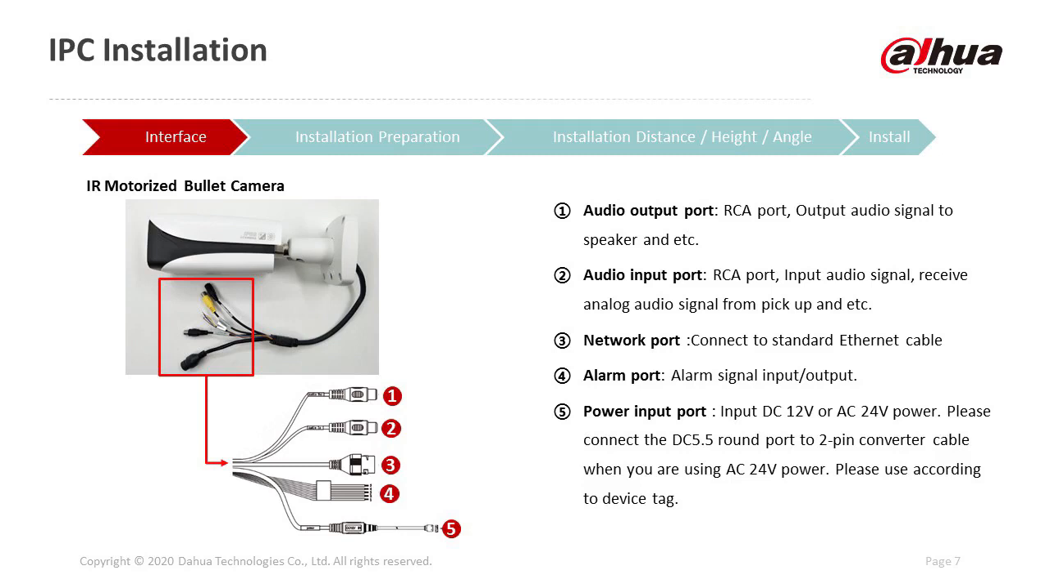Interfaces of the camera cable include audio output and input ports to realize audio signal transmission, and a network port connecting to a standard Ethernet cable. Some models also support alarm signal input and output. The power connection is the most important part. Before we connect, we must refer to the device tag to ensure the power consumption.